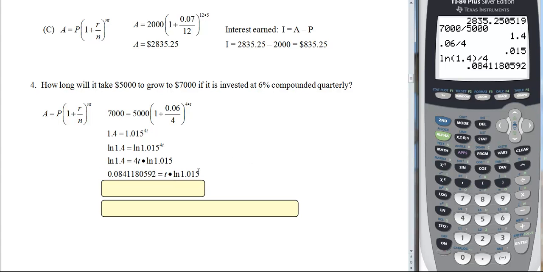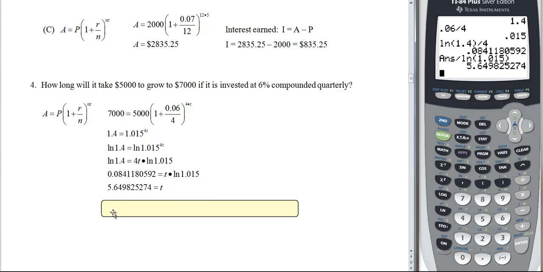Okay? Now, this is a number. Obnoxious, but it is a number. It is multiplying. So I need to divide this thing right here by that. So go and hit your division, and it pulls that answer down. Type in natural log 1.015 and see if you come up with that. So this means it will take, now I'll accept 5.65 years.